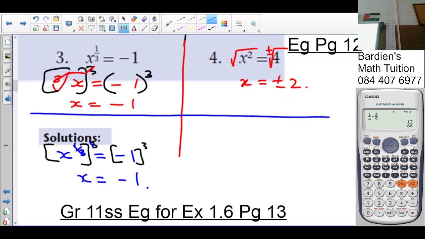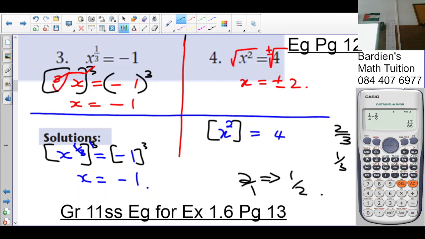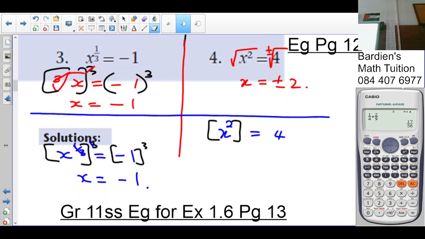We use the exponent on this side, let's see. So it's x to the power 2 over 3 is equal to 4. What exponent would I raise this one to? What's the reciprocal of 2 over 3? 3 over 2. What's the reciprocal of a third? 3 over 1. So what's the reciprocal of 2? Half, so that's 1 over 2. So I'm going to raise it to the exponent 3 over 2.